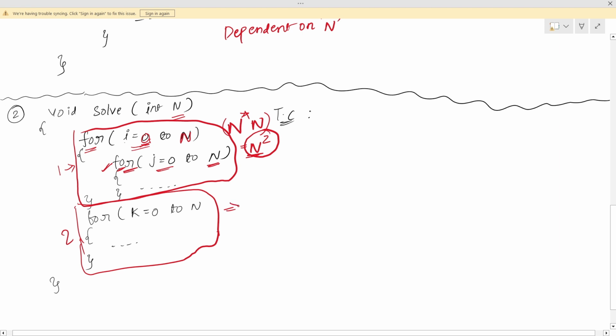Let's see what the second one will take. It's simple. It is taking n, from 0 to n. That means it depends on n, so it's taking n complexity.